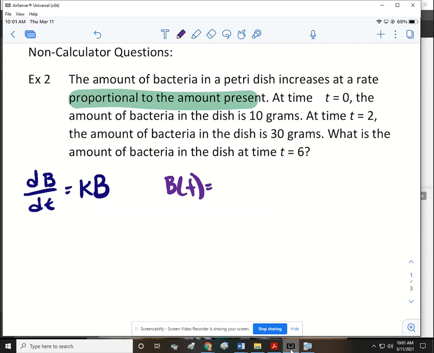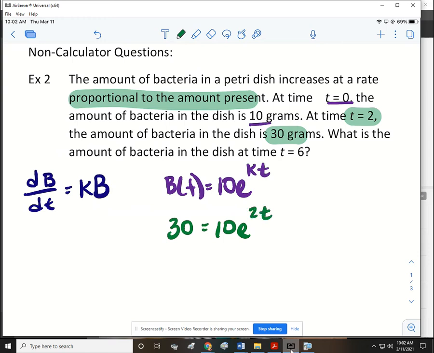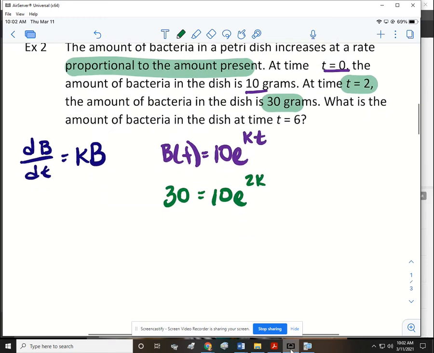All right, we do know that at t equals 0, there's 10 grams. And then we do not know what k is. However, we can use this other information they gave us in the problem to find that. We are told that at time t equals 2, there's 30 grams of bacteria. So what I would do is take that 30 and put it in for my B of t, and then take the 2 and put it in for t. So that's going to be k that we're finding.